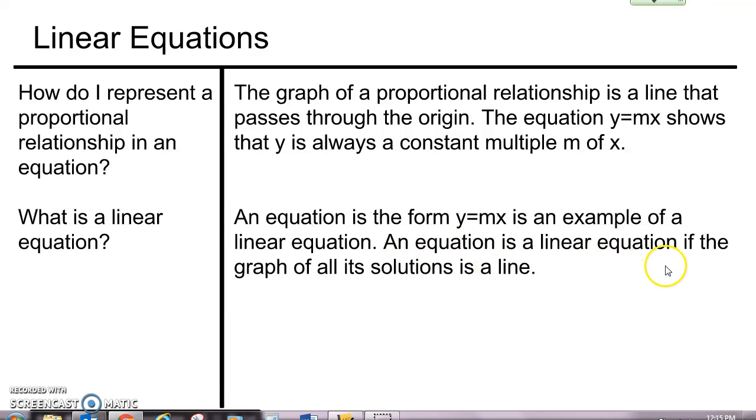An equation is a linear equation if the graph of all its solutions is a line. So what we're looking for in a linear equation is when we plot all those points on the graph, does it make a straight line? For a linear equation, it's not exactly the same as a proportional relationship because it does not have to pass through the origin. It does have to be a straight line, but it does not have to pass through the origin. All right, hit pause if you haven't finished copying this down.